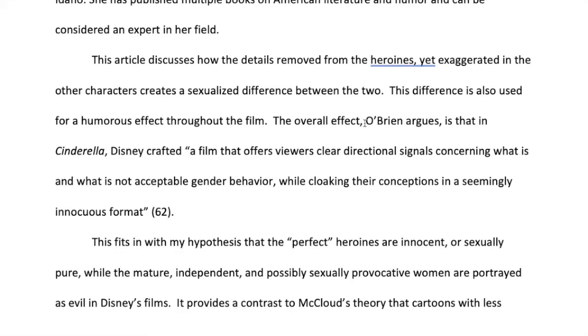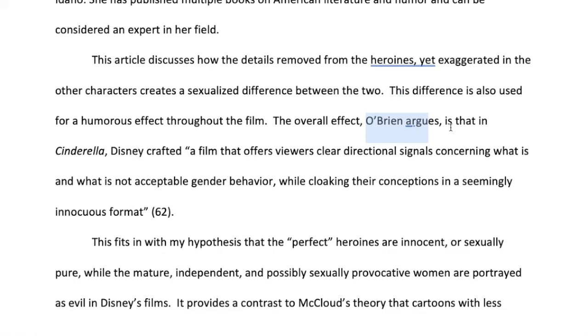But in essence, a signal phrase is just this: the overall effect, O'Brien argues. That's introducing who is saying this quotation. And since in my paragraph above I've already given some credentials and told you who O'Brien is, I don't have to introduce her more than that.